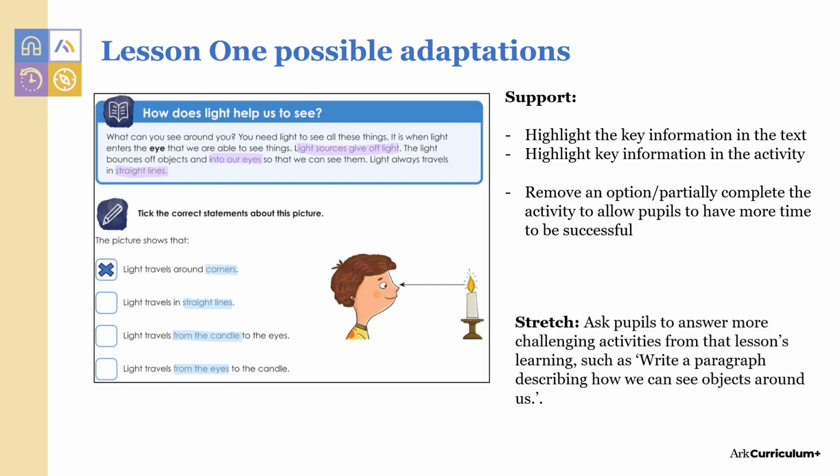Stretch pupils by asking them to complete a challenge activity, such as write a paragraph describing how we can see objects around us.